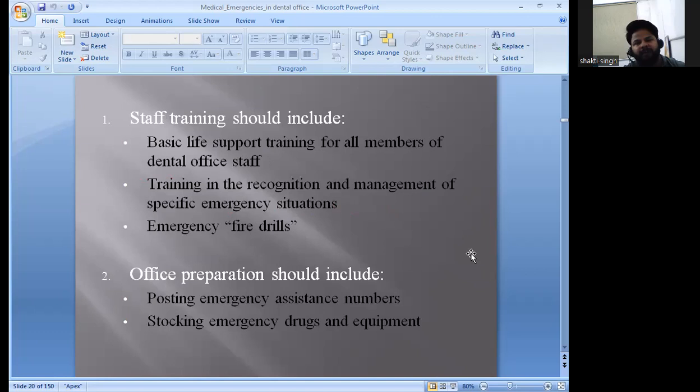Then in the preparation part, what should be included is staff training. It should include basic life support training for all the members of the dental office staff, then training in the recognition and management of specific emergency situations. Moreover, there should be emergency fire drills so that the staff can be trained. Then the office preparation should include posting emergency assistance numbers, then stocking emergency drugs and the equipment for it.